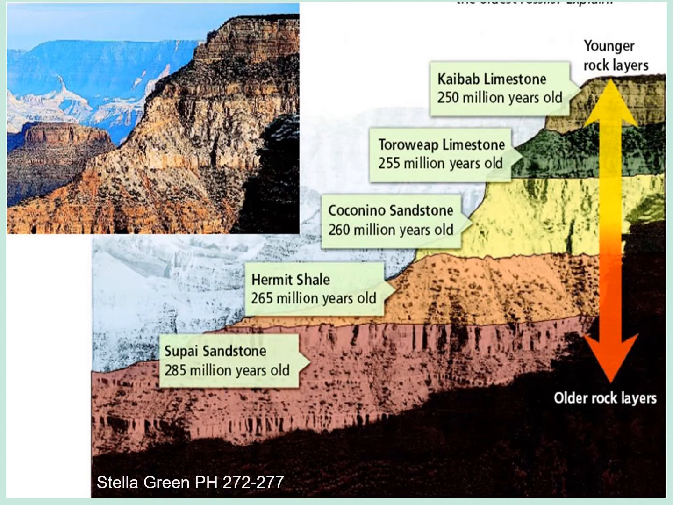As you can see from this sketch next to the photograph, the most recent or youngest rock layers are at the top, the Kaibab limestone, 250 million years old. And as you go down or lower, you see the older rock layers, all the way down to the Supai sandstone, 285 million years old.